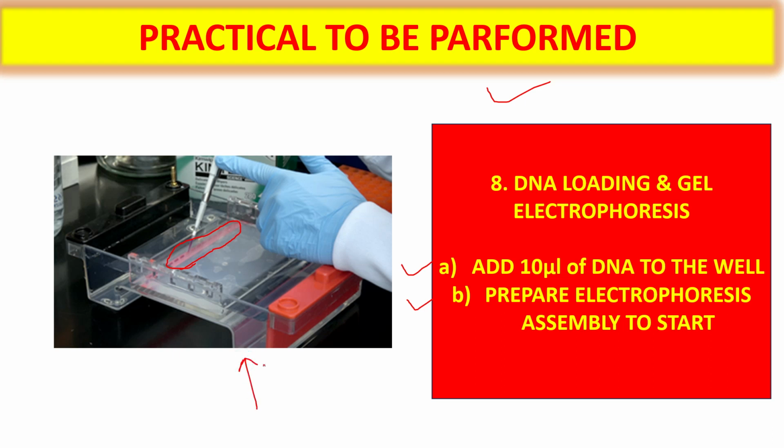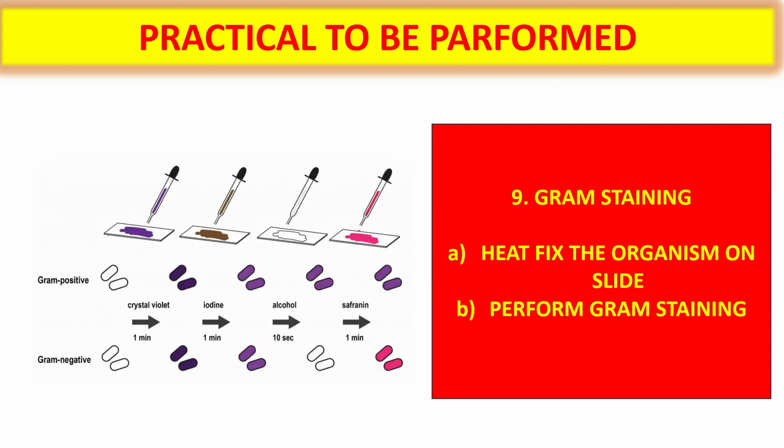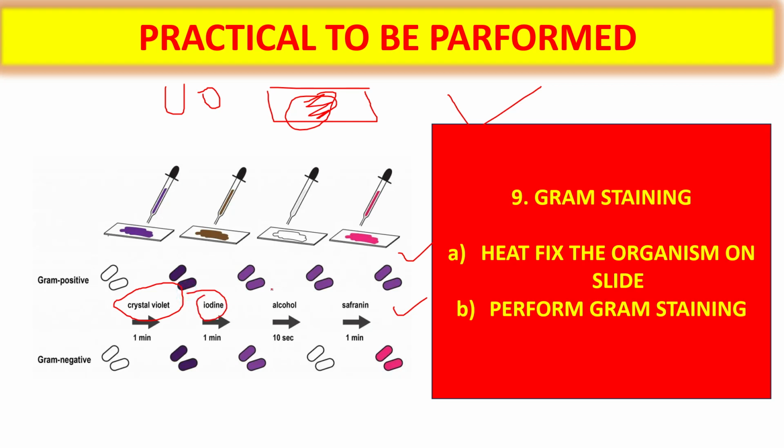Okay, so the next practical is gram staining. So here we have to heat fix the organism on the slide and perform the gram staining. So at first we have been given a culture and a slide. You have to make a smear here, then heat fix it, and then perform the gram staining. That is, at first you have to add crystal violet, then iodine, then alcohol wash, then safranin. So in this way you have to perform the gram staining procedure.